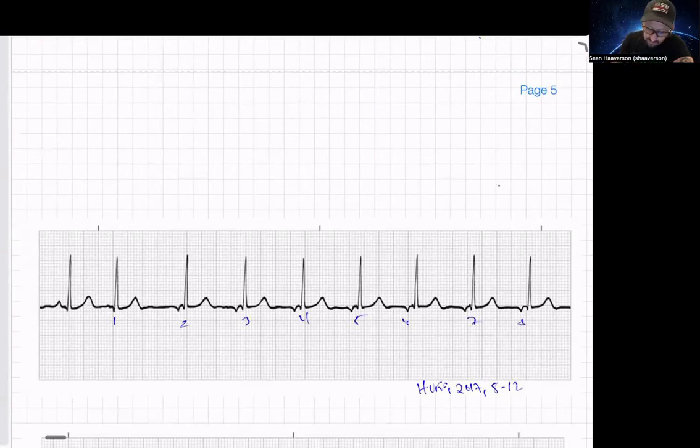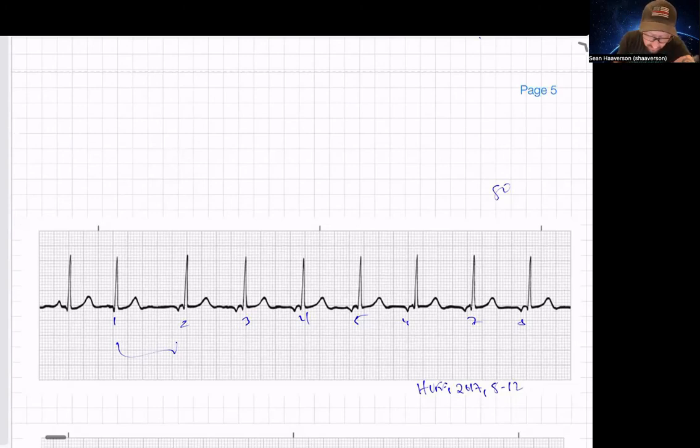It looks like our rate's going to be about 80, but we do have a change in the R to R here that you can see visually. This looks like it still continues regular after this change, and we'll identify that a little bit more in just a minute. So a rate of about 80 beats per minute. Let's check our P wave. Do we have a P wave for every QRS?